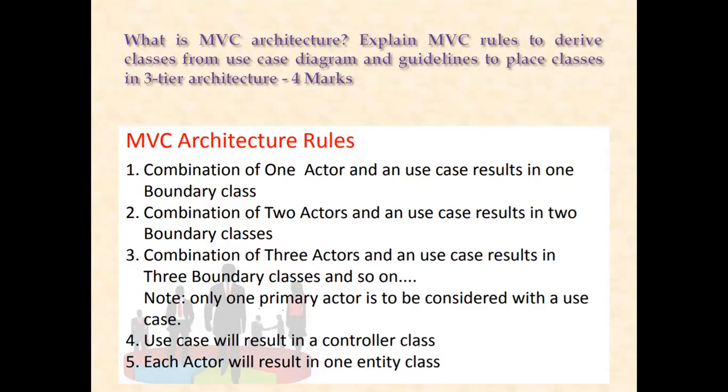Like if you look at it, a combination of one actor and a use case is one boundary class, a combination of two actors and a use case is two boundary classes, a combination of three actors and a use case is three, and so on and so forth. And every use case is a controller class, and every actor is an entity class, guys. Clear so far? Okay, now the next question is: explain BA contributions in a project.